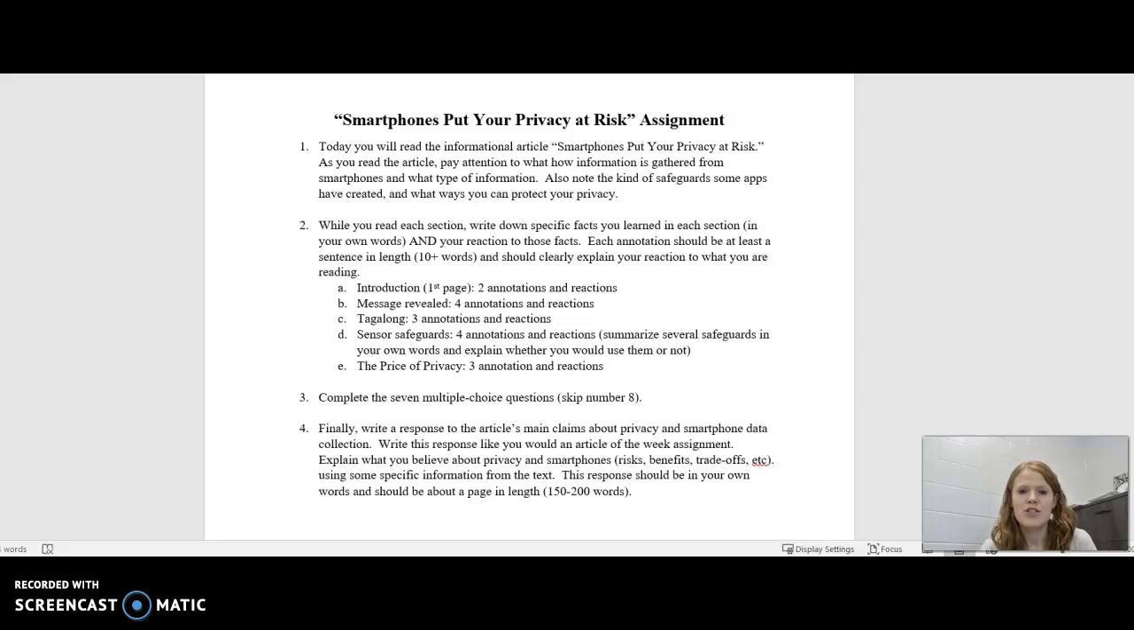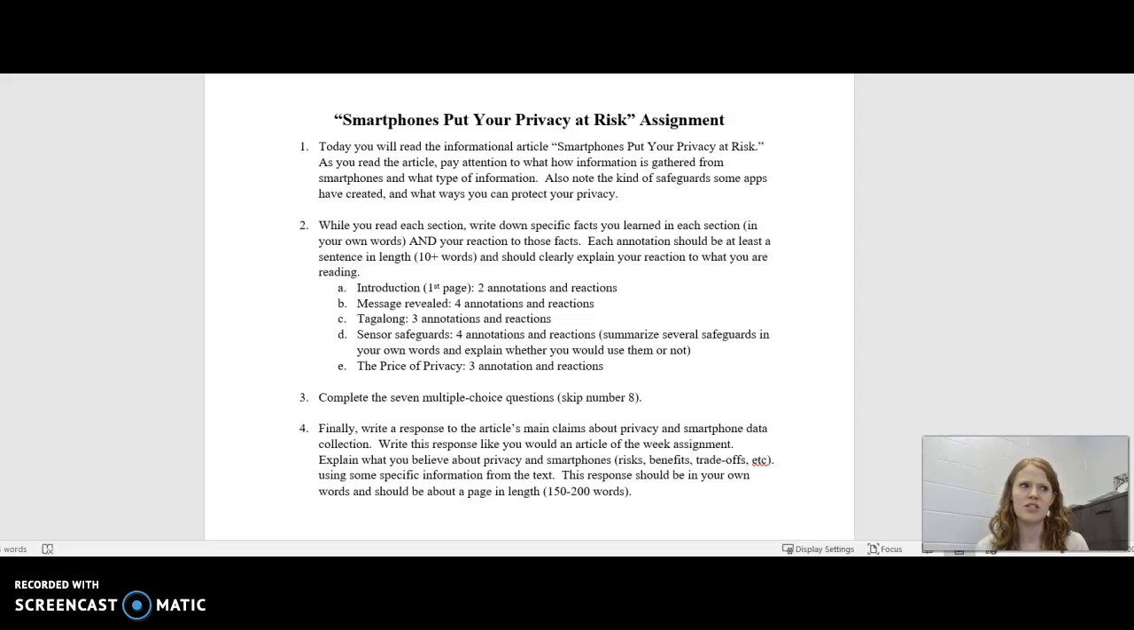So you guys are going to be reading a text called Smartphones Put Your Privacy at Risk. As you are reading, I want you to pay attention to what type of information is gathered and also how that information is gathered. Also, make sure that you note what type of safeguards are available with some apps, and ways that you can protect your privacy, and be thinking about the trade-offs.